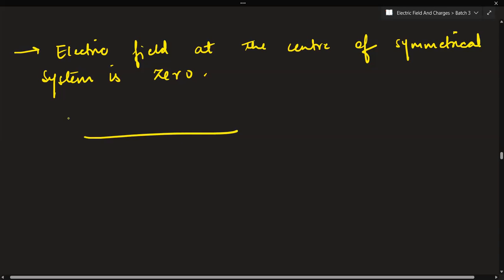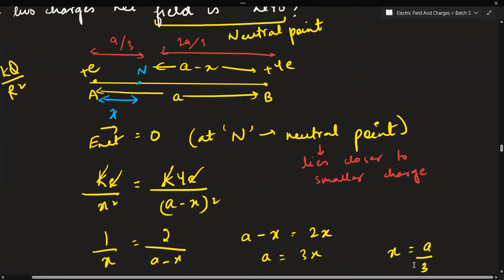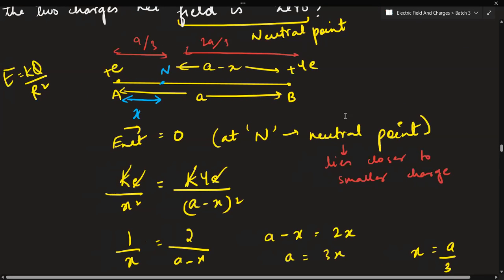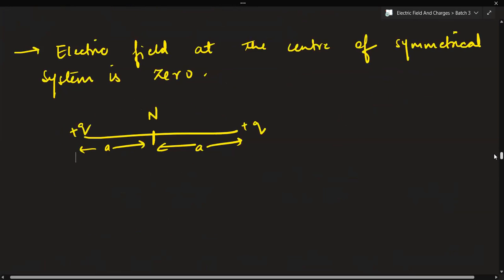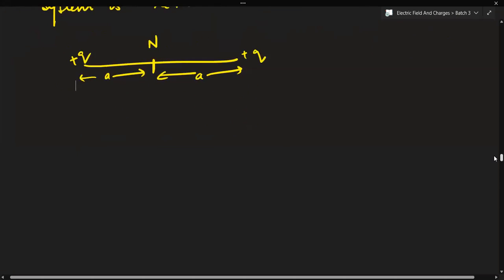For example, in this one, we had E and 4E. The system was unsymmetrical, so we were getting the neutral point at a different place. If you have, let's say, plus Q charges there and plus Q charges there, this is an identical system. It means this is a symmetrical system. Neutral point will be situated exactly in the middle. Means if this separation is A, this separation is A. Had it been E and E, or 4E and 4E, your X would have come out to be A by 2. Now, electric field for a symmetrical system is always 0.